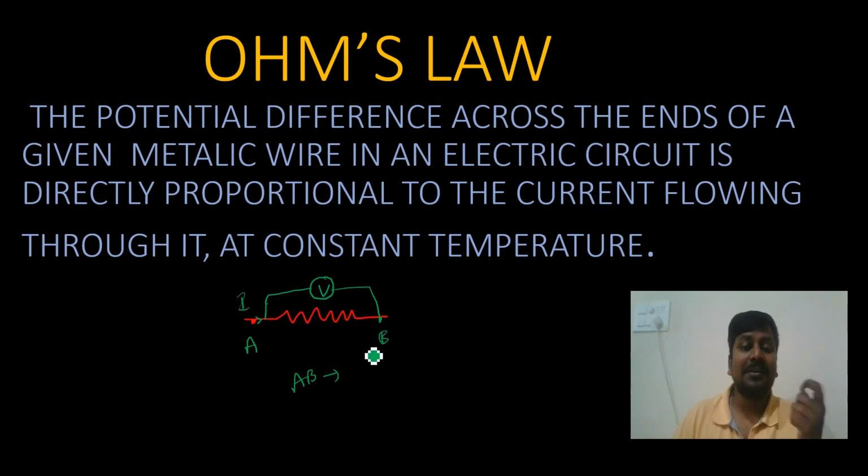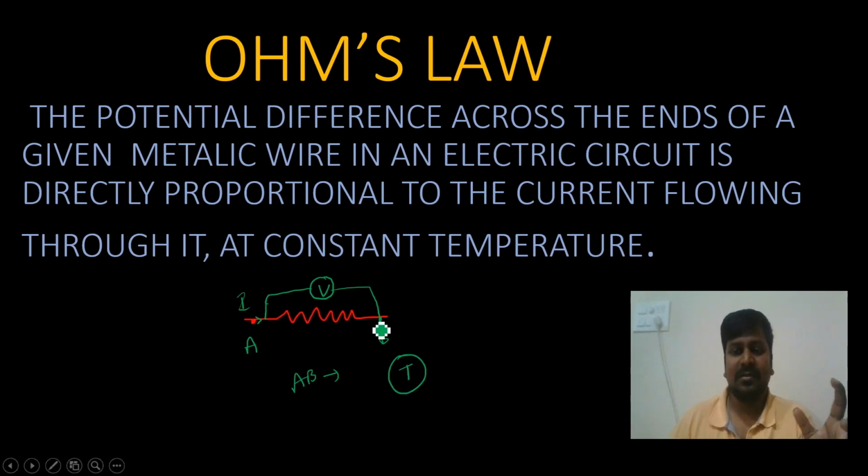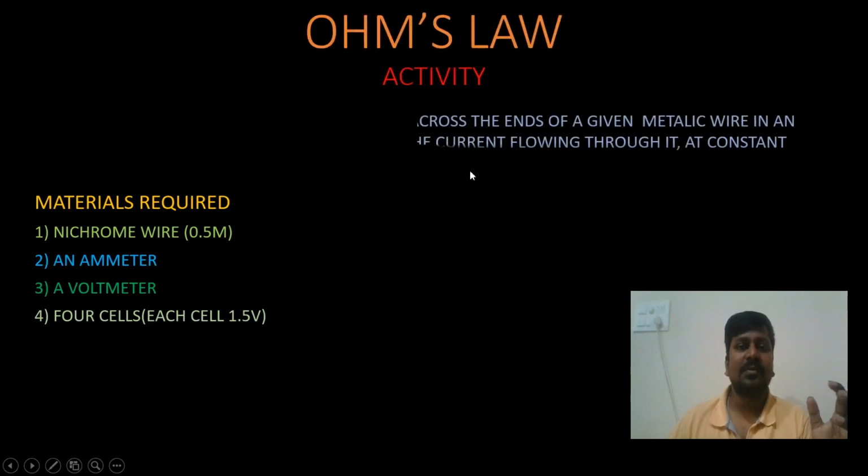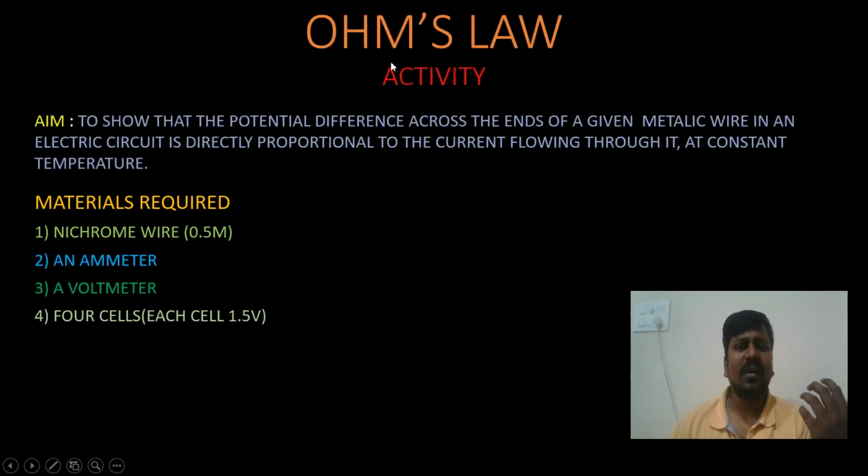At constant temperature, that is what we have to prove. So how do we do the activity? Our aim will be the same. Ohm's law activity: to show that the potential difference across a given metallic wire in an electric circuit is directly proportional to the current flowing through it at constant temperature.